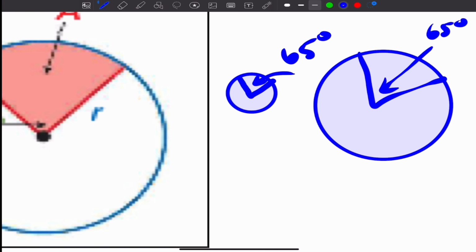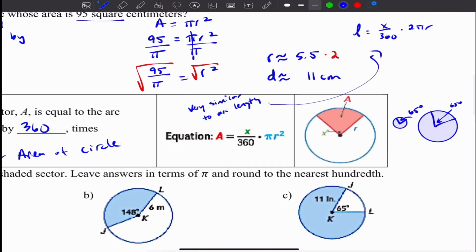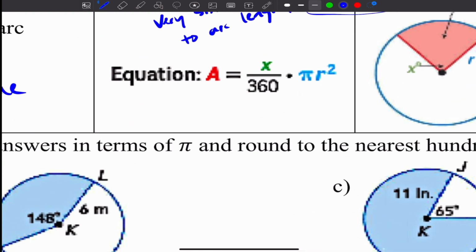So it doesn't really matter in terms of degrees, the size of the pizzas, right? They're both 65 degrees. But in terms of the area, of course they're going to differ. You have a small pizza and you have a big pizza, and if I cut them out and have individual slices, I'm going to have a small slice, and the other one should be a big slice. Okay, and to calculate those things, we use this formula. Again, it's A equals x over 360 times pi r squared.